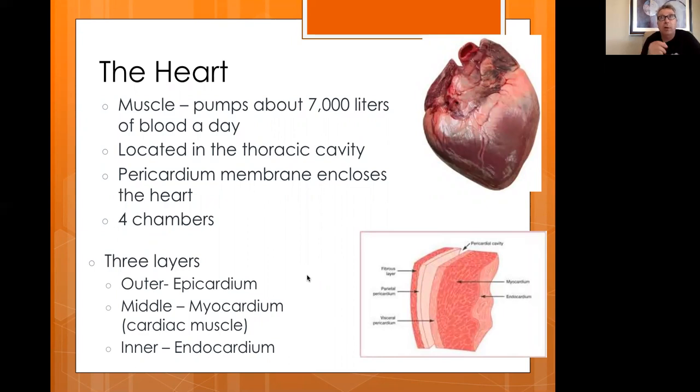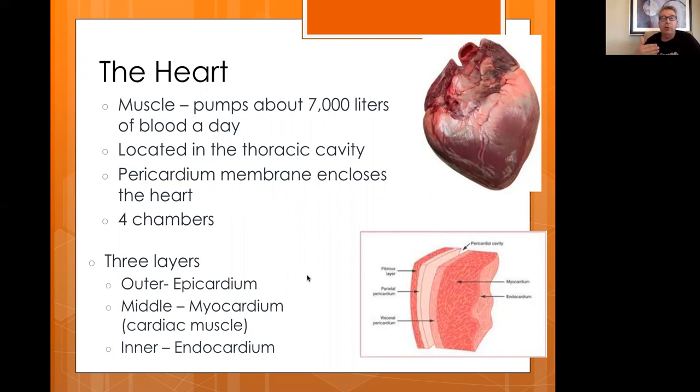We should have learned about the specific type of muscle, right? It's a cardiac muscle. It works nonstop, pumping about 7,000 liters of blood a day. It's located in the thoracic cavity, as you probably remember. And then the pericardium encloses the heart. It's a tissue fascia that covers the heart and encloses it. Being a mammal, we have four chambers. We'll learn about those. And then the heart muscle itself is made up of three layers.